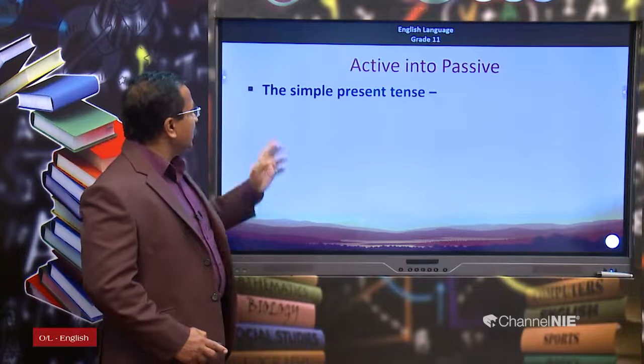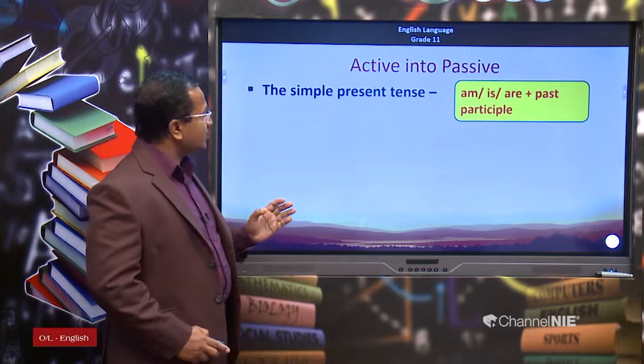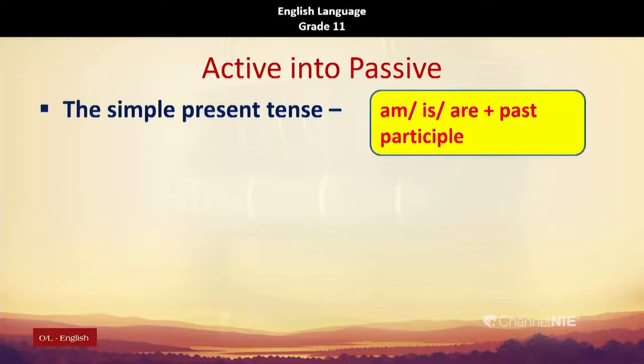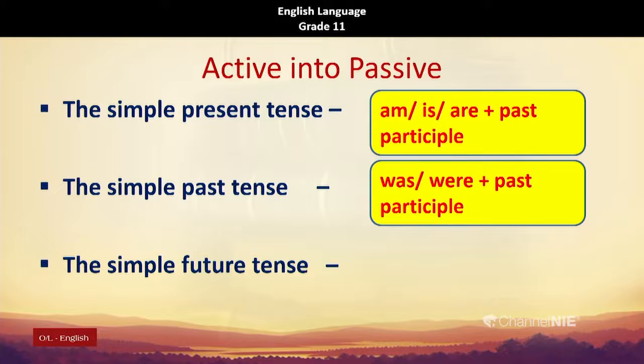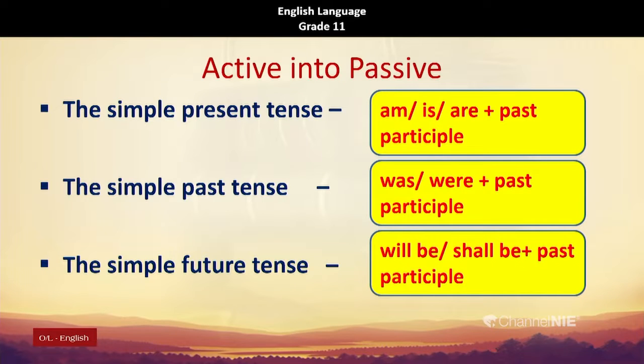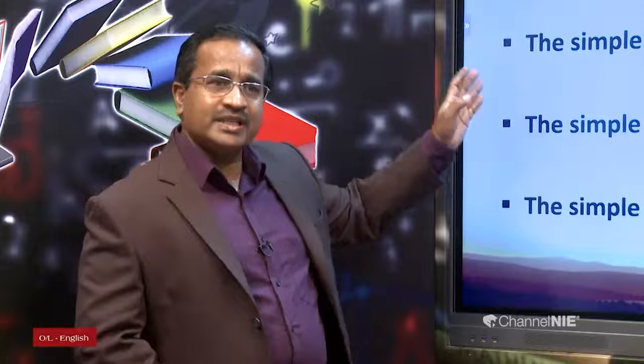And let us see what are the verbs that we are going to use in the simple present tense. When you convert a sentence into the passive voice in the simple present tense, you have to pay attention to is, am, are. You should use is, am, are with the past participle. And what about the simple past tense? There we use was and were with the past participle. And in the simple future tense we use will be or shall be plus past participle. Children, now this is the summary of what we have already discussed.